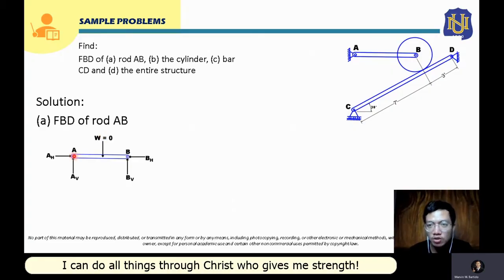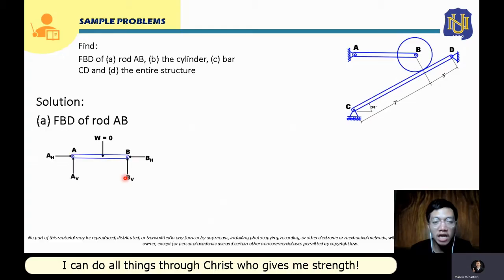Now after that, we are going to draw the reactions provided by the supports. At A, our support is a hinge or a pin, and at B, the support is also a pin. Since A is pin connected, there will be two reaction forces, a horizontal reaction and a vertical reaction. We will label these as AH and AV. At point B, this is also a pin, so there will also be a horizontal and vertical reaction, which we label BH and BV.